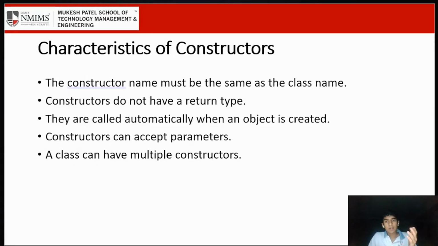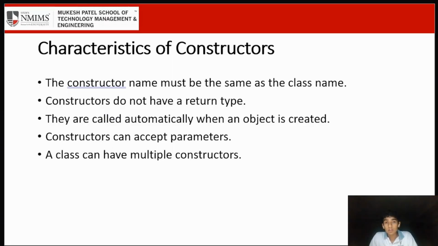Next we have characteristics of a constructor. Constructors have several important characteristics. First, the name of the constructor must always be the same as that of the class. Second, a constructor does not have any return type, not even void. Another important feature is that it is called automatically when an object is created. A constructor can also accept parameters, allowing us to initialize variables with specific values. Finally, a class can have multiple constructors, which allows different ways to create a new object.